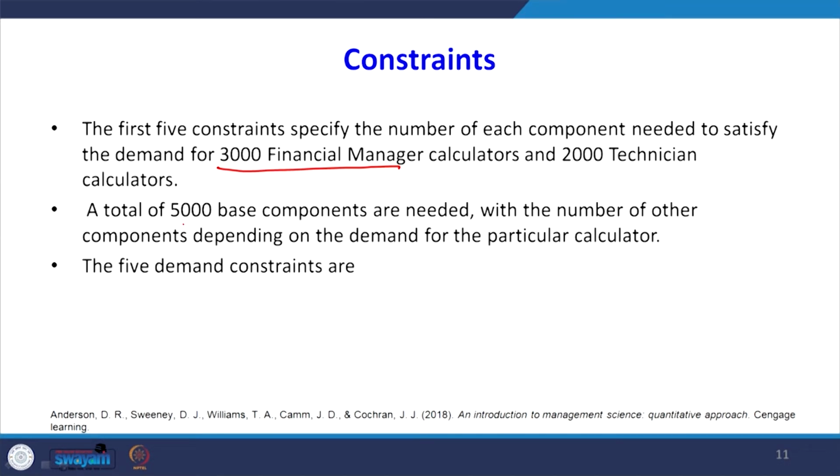A total of 5000 base components are needed, with the number of other components depending on the demand for the particular calculator, because the same base can be used for both types of calculator. So, the total number of bases required is 3000 plus 2000. So, the 5 demand constraints are given like this.